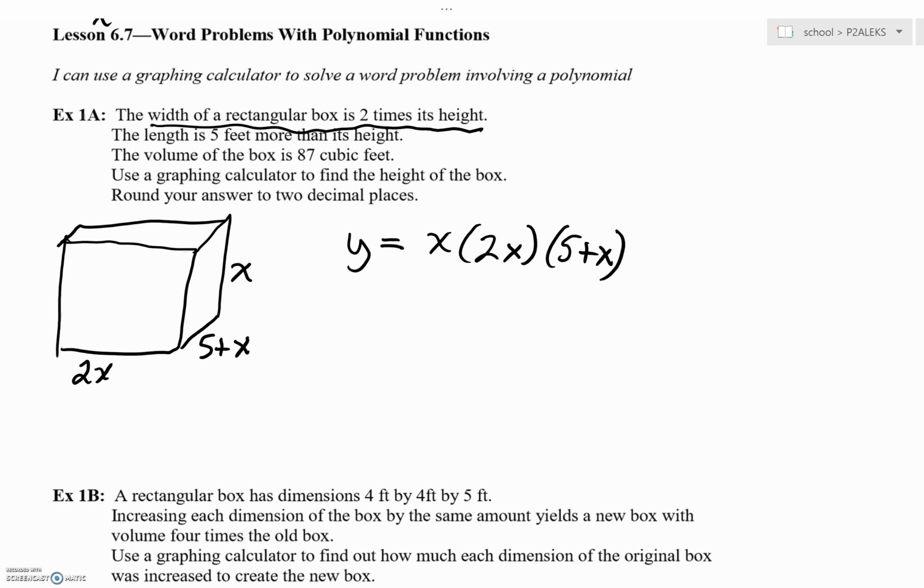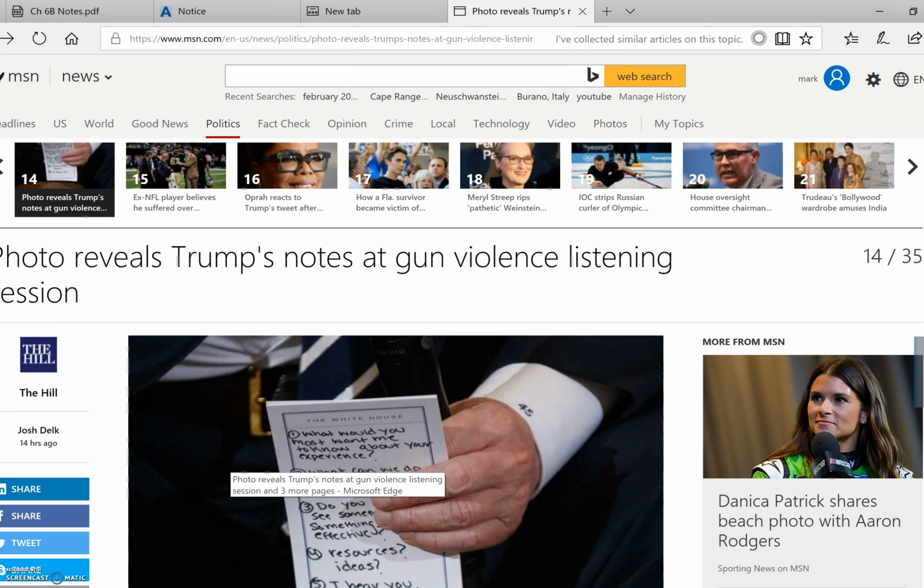Okay? Now, they're going to tell you also that the volume is 87 feet. So I'm going to have y equals 87. So I've got 2 different equations. You're always going to get 2 different equations to work with. And guys, as we've got this going, once you've got this written out, you can go straight to Desmos.